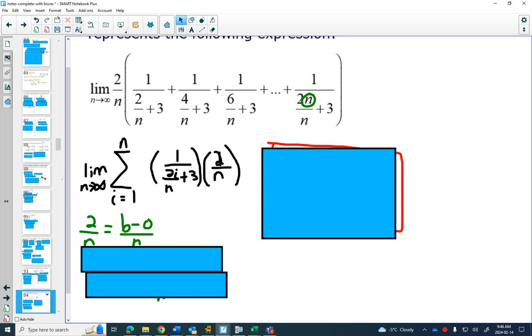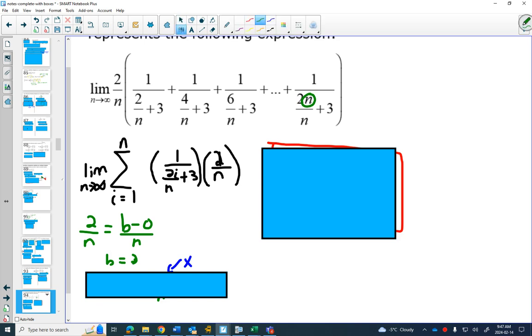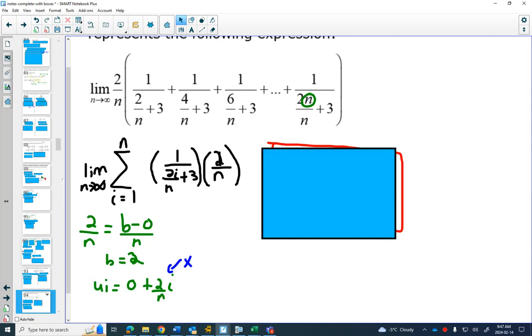So if a is 0, and we have a 2 on the top, I hope you can find out pretty easily that b is 2. And that means anything that you're plugging in will always be your a value, which is 0, plus 2 over n times i, and that's what's getting plugged in for your x value.